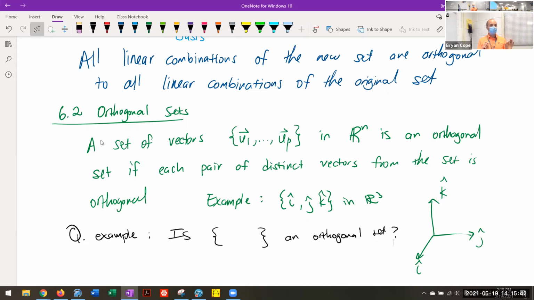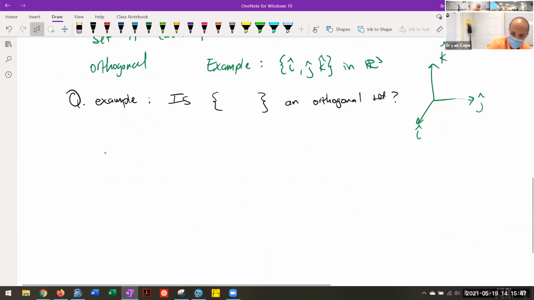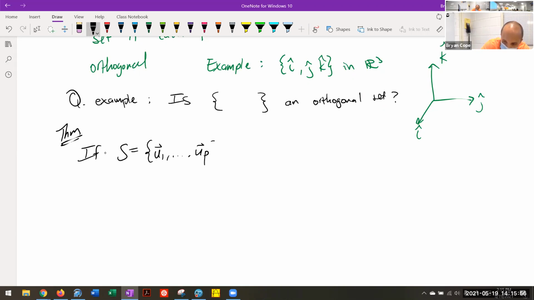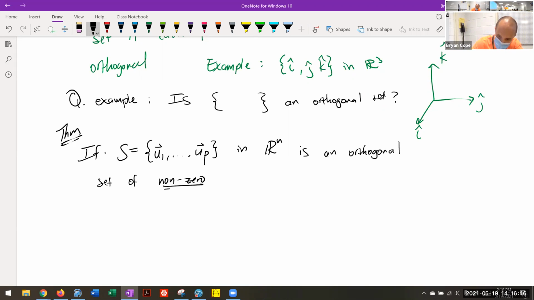Okay, we're going to prove that. The proof is easy enough for us to do. So let's state it as a theorem and then we'll prove it. This is a theorem, and it says this: if the set S, which is composed of p vectors in Rn, is an orthogonal set of non-zero vectors, and that's a key phrase.